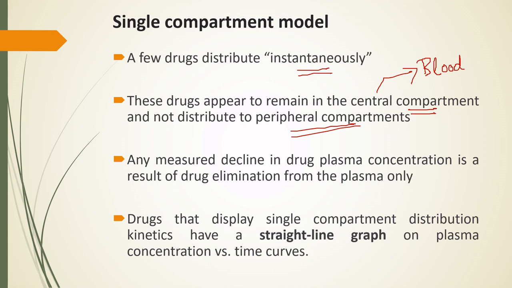So if there is any major decline in the drug plasma concentration, then that is because the drug has been eliminated from the plasma only. Because the drug has not been distributed, it will be eliminated from the plasma only. For these kinds of drugs that display a single compartment model, if a kinetic graph is produced between the plasma concentration and the time, we are going to get a straight line graph.